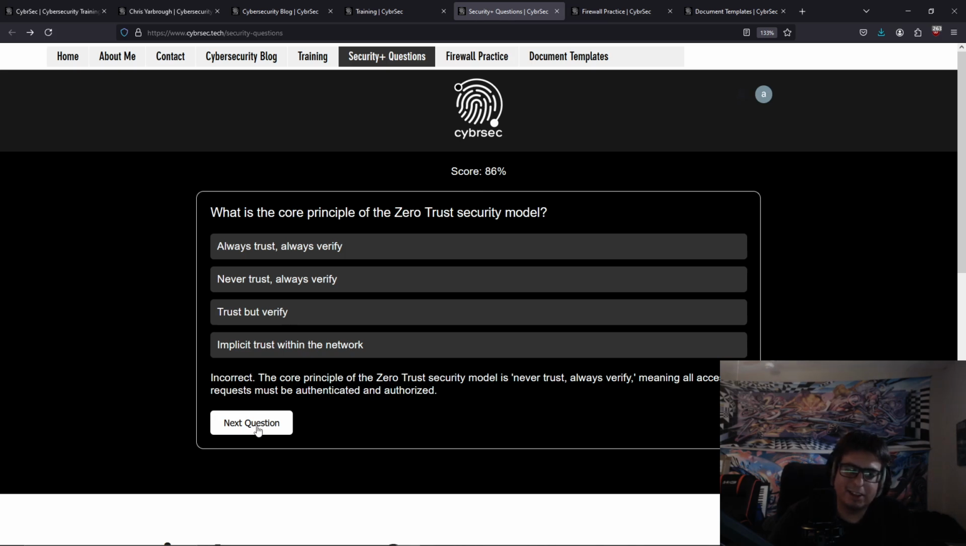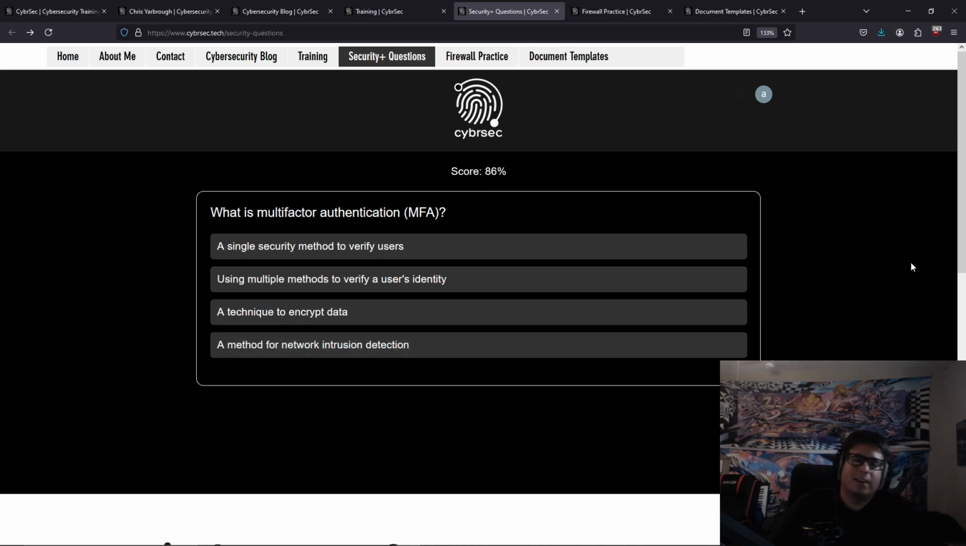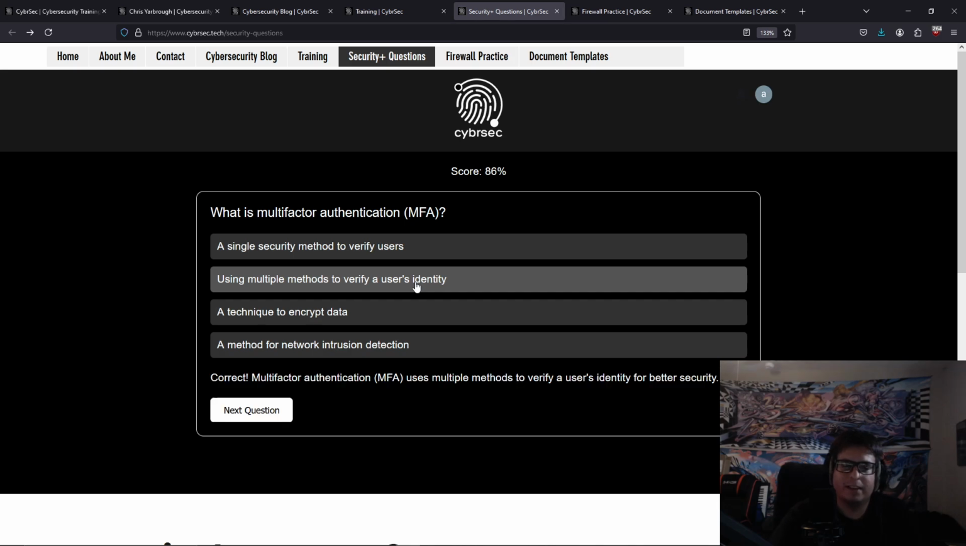Duh. What is MFA? Using multiple methods to verify my identity. Correct. And to explain further, yeah, no, different methods for sure.